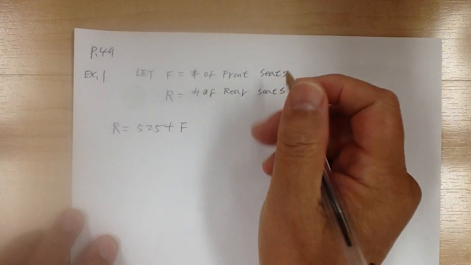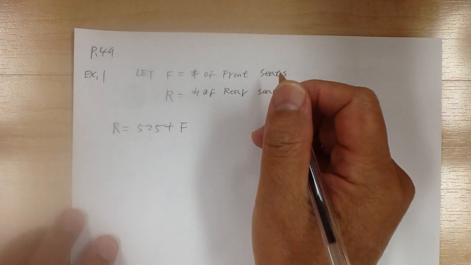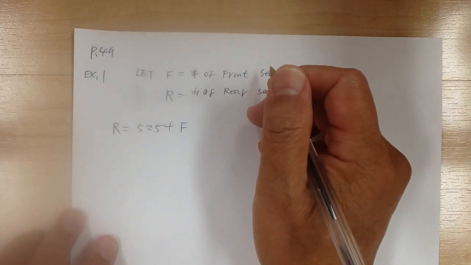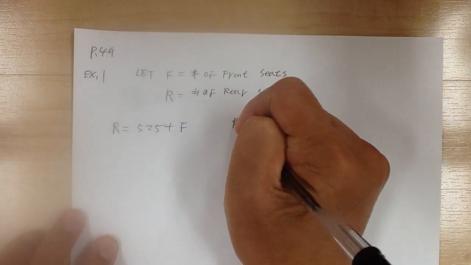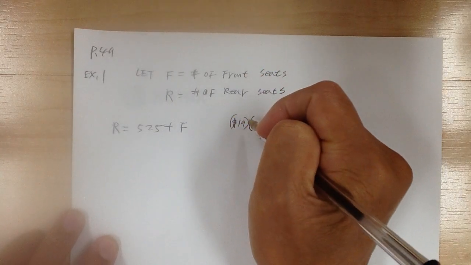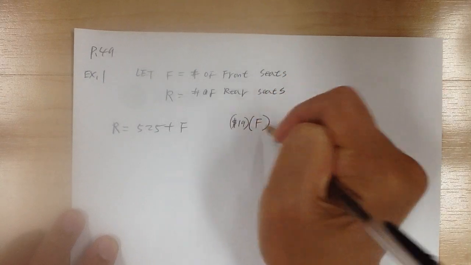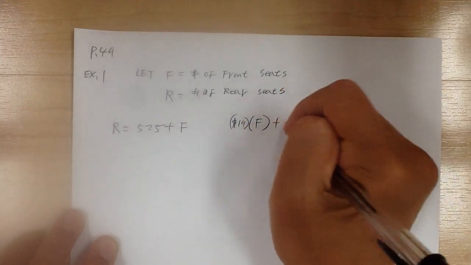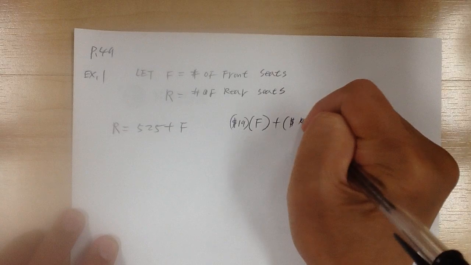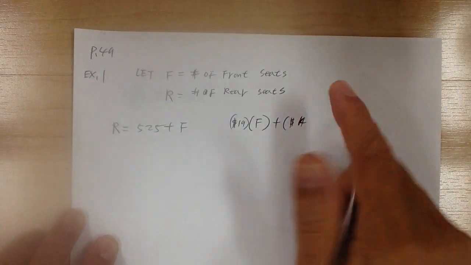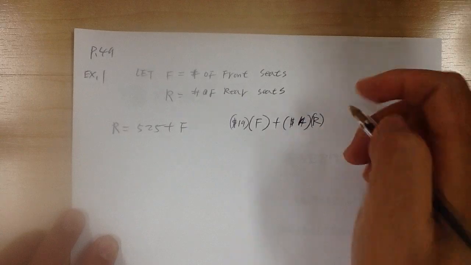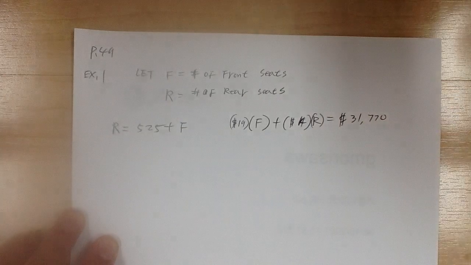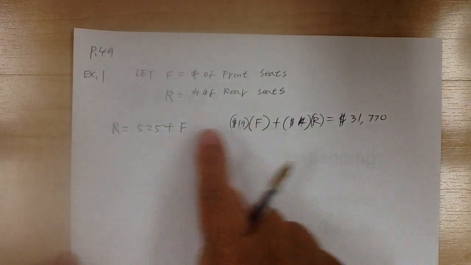The total is 31,770. The $19 per seat is for the front, so times the number of F. So this is $19 per seat times the number of seats in the front, plus the $14 for the rear seat times the number of rear seats. And this will equal a total of 31,770. So you have 2 equations.